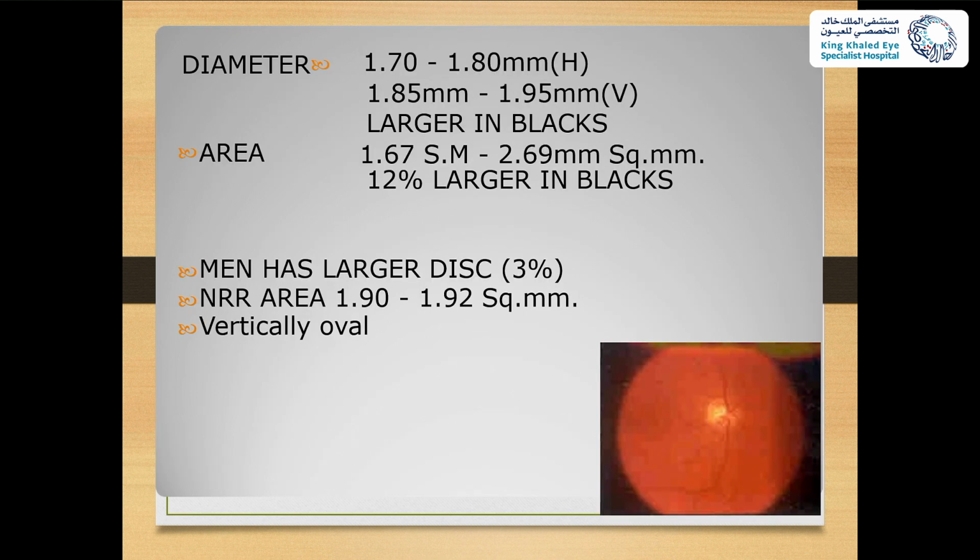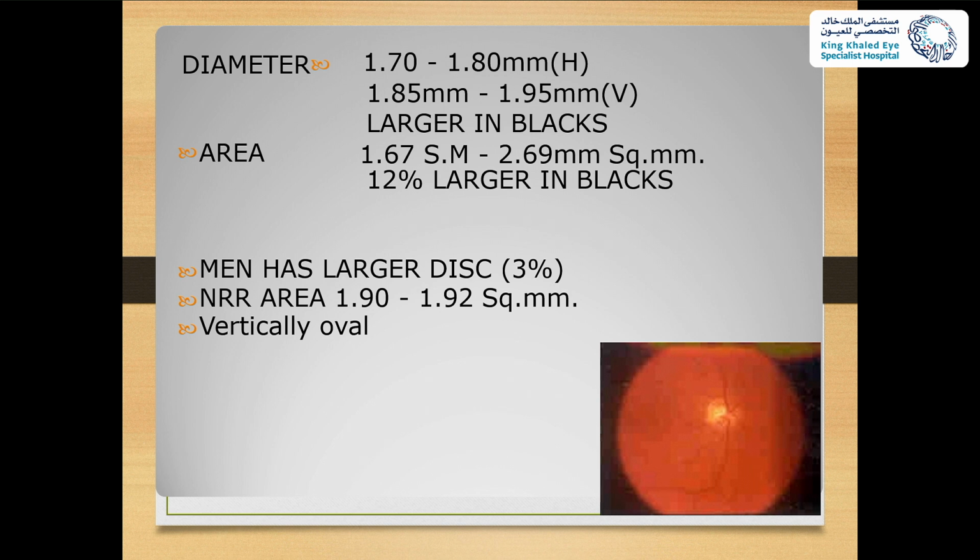The usual normal diameter is about 1.7 to 1.8 millimeters for the horizontal diameter, and 1.85 to 1.95 for the vertical diameter. As we said, it's larger in Africans, in the blacks. The surface area is 1.67 square millimeters up to 2.69. We said 12% larger in the blacks. Some small studies say that men have larger discs than women, about a 3% difference.